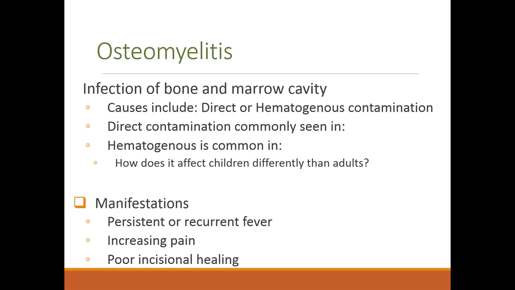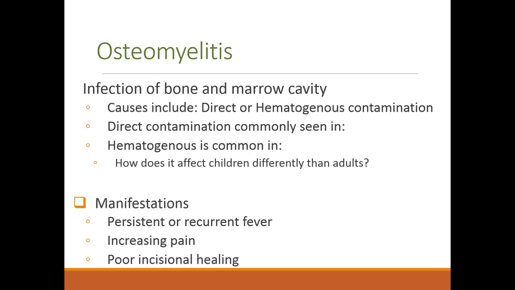If this osteomyelitis is not caught fairly soon, the bone will start to necrose and die. Some of the manifestations that we associate with osteomyelitis, again, this is an infection of the bone, and so what we'll see is a persistent or recurrent fever that happens or keeps coming back. Oftentimes, these patients with the fever will have chills. Pain gets worse and worse and worse. And anytime you have an infection, there's going to be poor incisional healing. So these are just a few of the manifestations that you would see with osteomyelitis.